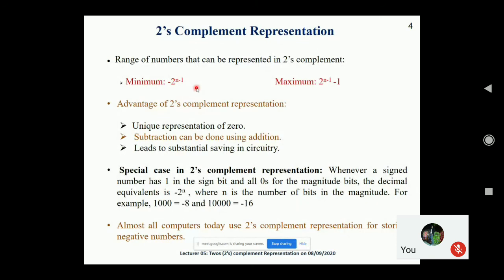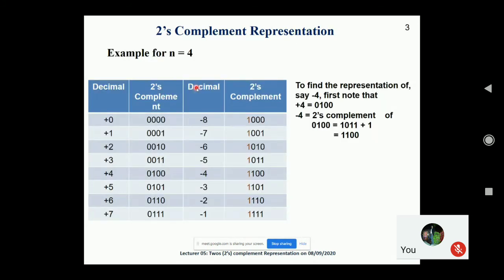See, it is very simple. See here. If you carefully check this particular table, the table is the answer. See here, in ones complement form, when we are representing 0, it may be a plus 0, it may be a minus 0.